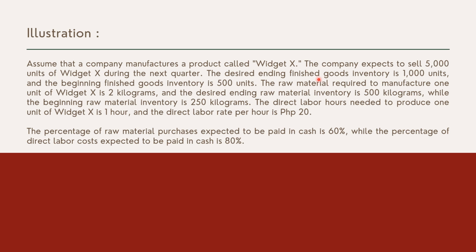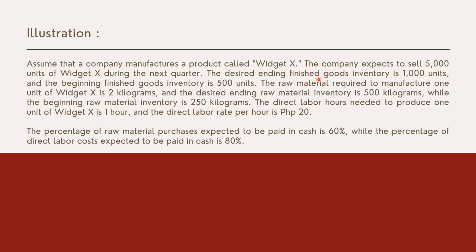You also have information regarding the raw material needed to manufacture 1 unit of Widget X, which is 2 kilograms. So, kada isang unit, 2 kilogram ng raw material. And the desired ending raw material inventory is 500 kilograms. So, kung 500 kilograms, ilang unit yon? 500 divided by 2, malamang 250. So, 250 units. Yung gusto niyang ending na raw material. While the beginning raw material inventory is 250 kilograms.